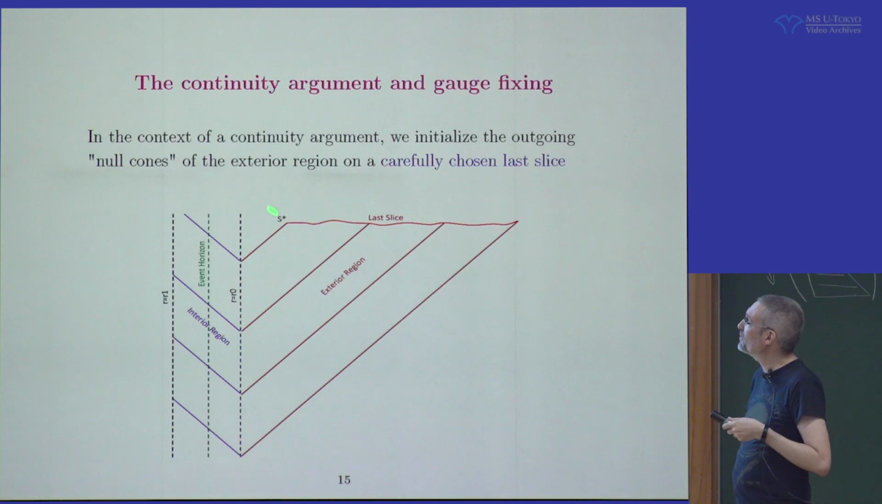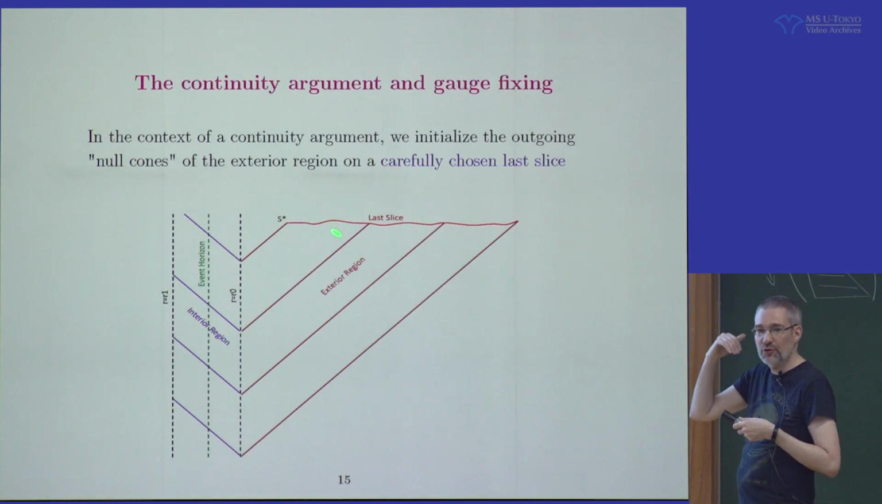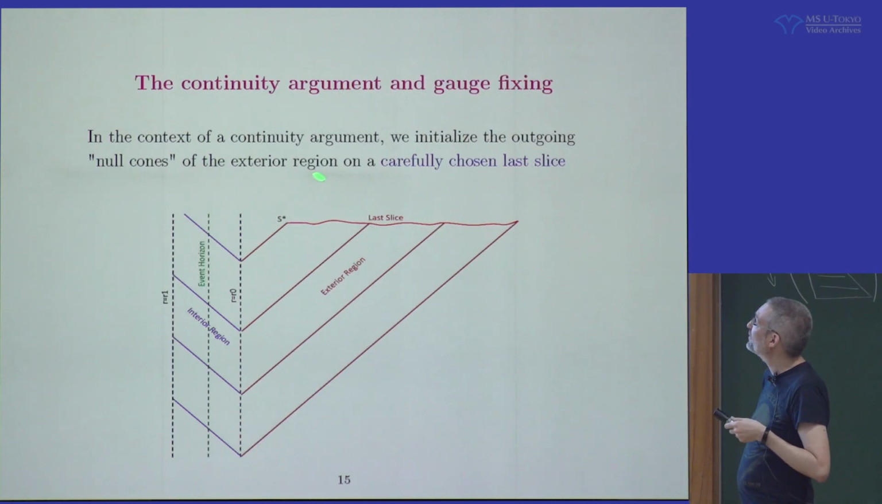In other words, if you make poor choices on this last slice, you will not see convergence to Kerr. Even though your solution converges, you will not be able to see it because you choose the wrong coordinate system. You have to choose the correct coordinate system that captures convergence to Kerr, and therefore these are the choices that you're going to make here, and this is what is related to modulation.